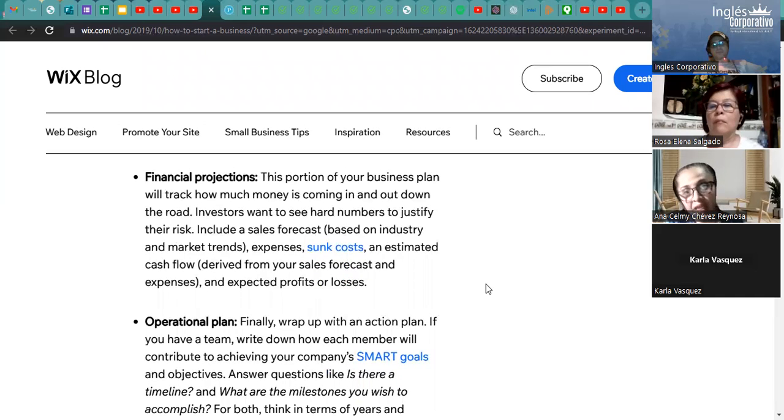Financial projections. This portion of your business plan will track how much money is coming in and out down the road. Investors want to see hard numbers to justify their risk. Include a sales forecast based on industry or market trends, expenses, sunk costs, and estimated cash flow derived from your sales forecast and expenses and expected profits and losses.